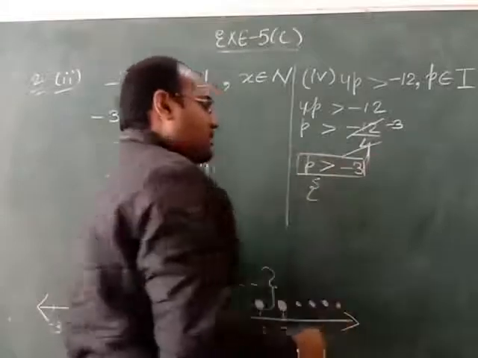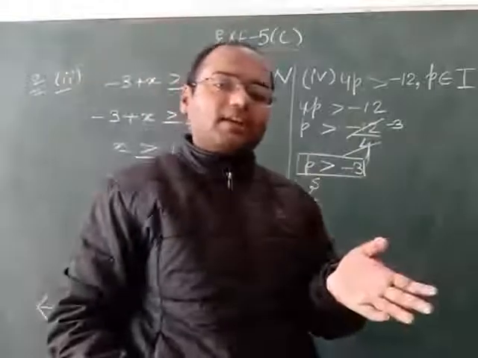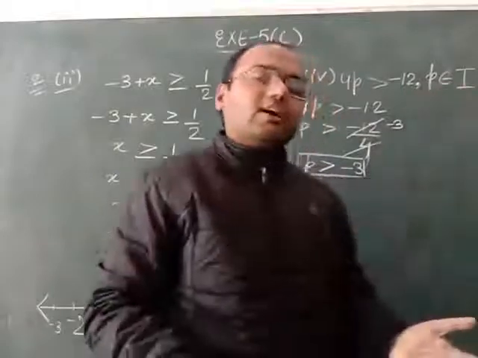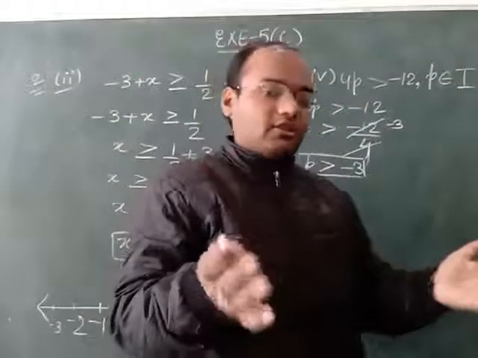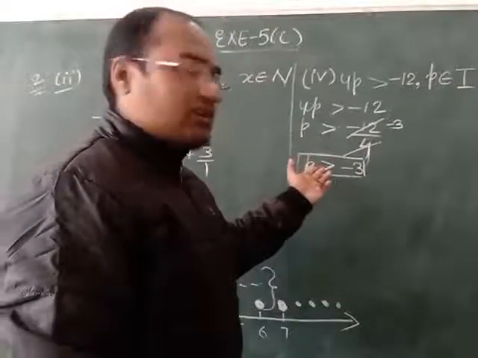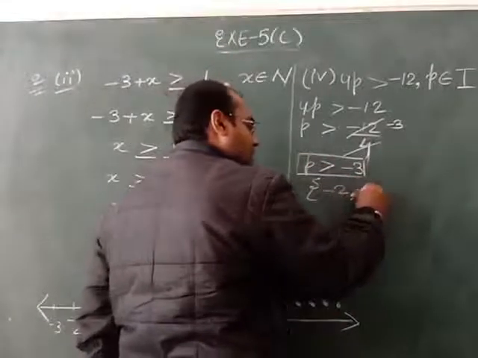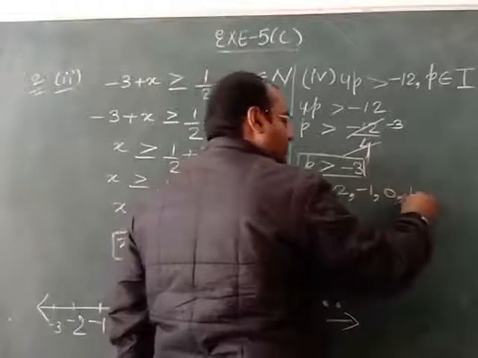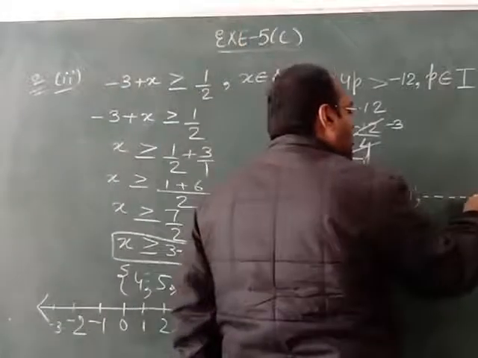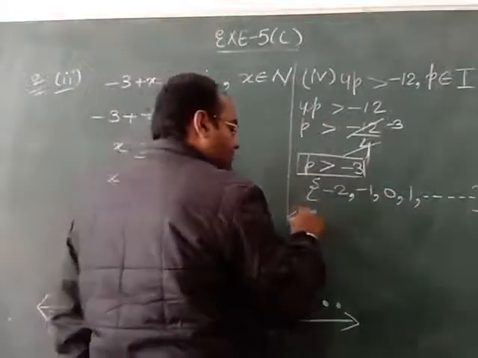Now the answer we will write. Greater than minus 3. Which number is greater than minus 3? Minus 2 is greater. We have to write integers. p belongs to integers. Integers are positive numbers also, negative numbers also, and 0 also. 0 is also an integer. Now we have to write the integers greater than minus 3. So greater than minus 3: minus 2, minus 1, 0, 1. Up to which number we have to write? It is not mentioned. So we will put and so on. Now we have to show graphically. Graphically means number line. So we will draw one number line here.